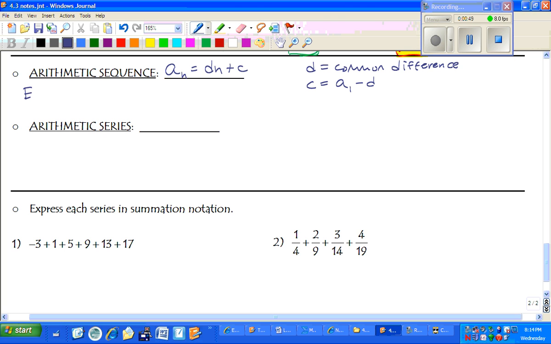So an example, let me give you an actual sequence that's arithmetic. 3, 8, 13, 18, and so on. Take a look at that for a second and see if you can come up with a formula that represents that sequence.